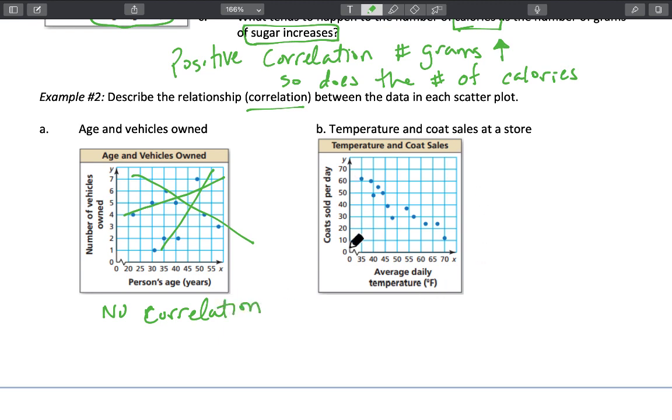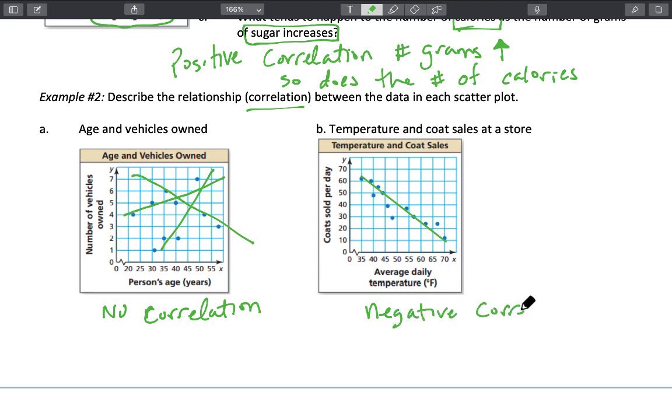Now that's different here in this next one. We've got temperature and coat sales at a store. So you can see the coats sold per day as our dependent variable, and our independent variable is the average daily temperature. And as average daily temperature increases here from 35 all the way up to 70 degrees, we see that the number of coats sold per day decreases. And I can draw a pretty good line through the majority of those data points here. So this has a negative correlation.